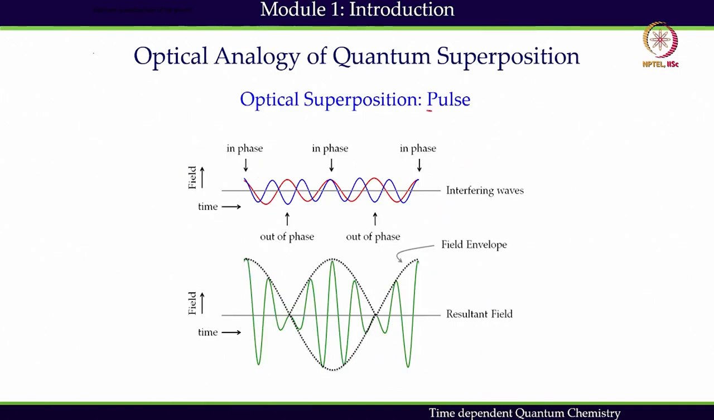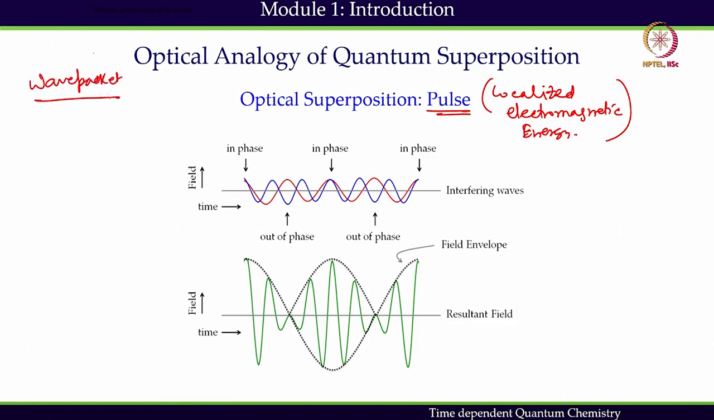Optical superposition creates the pulse, that is, localized electromagnetic energy. A wave packet, on the other hand, is a localized particle wave. So these are two conceptually different things, but they have very close similarity. And how do you create that? We create optical superposition by considering two slightly different frequency components. They are interfering with each other, and there are places where they will interfere constructively and places where they will interfere destructively. In the end, the final pulse should look like this, a pulse which is localized electromagnetic energy in space.